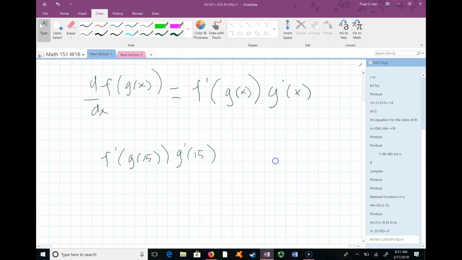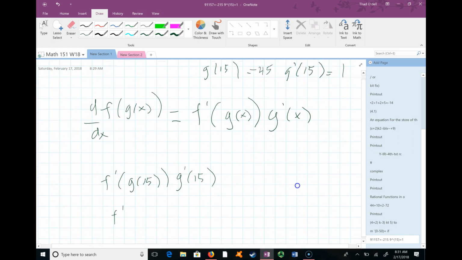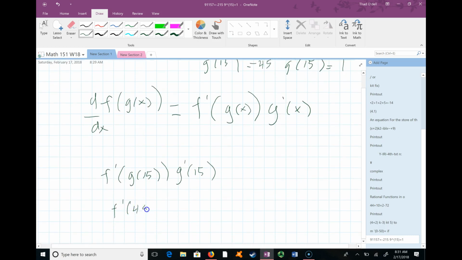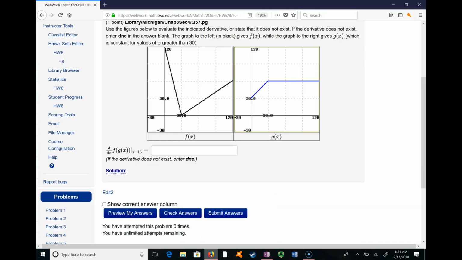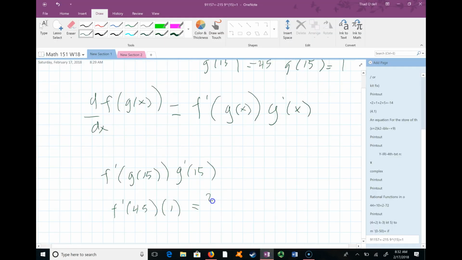So then let's plug in down here. So we got f prime. Now g of 15 is 45, so we put a 45 in there. And g prime of 15 is 1, so this is times 1. So now we just have to find out what f prime of 45 is. So we go back over here. 45 would be right here. And so we're just talking about that slope right there. Looks like it's over 3, up 2, so that'd be 2/3. So go back over here, 2/3.